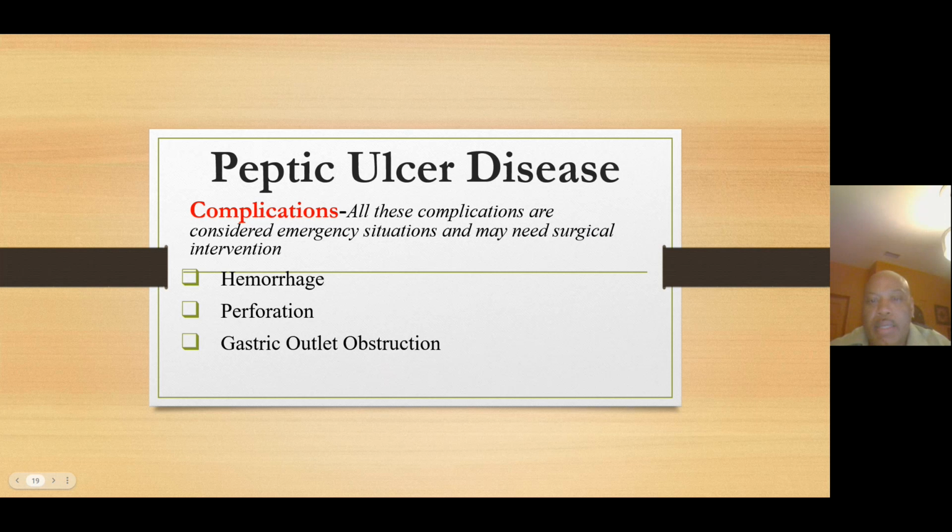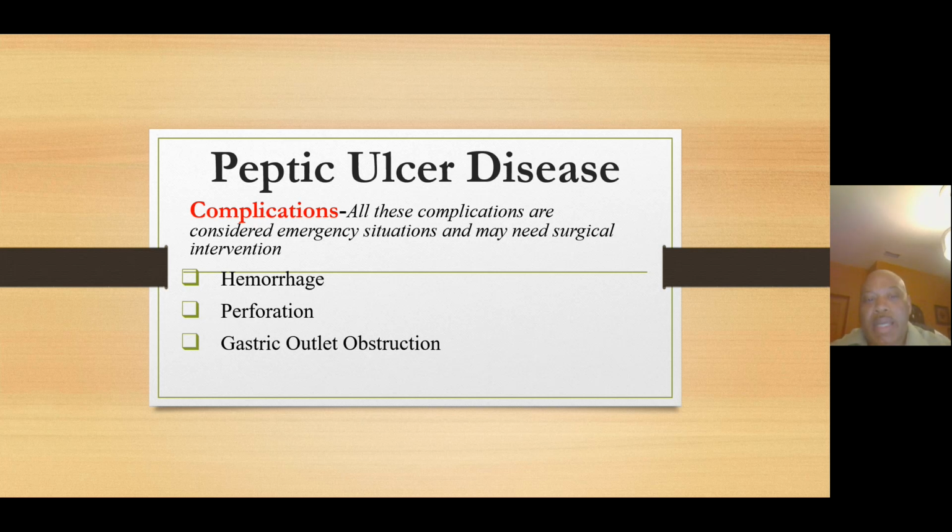Now, again, as far as getting into some of the complications of peptic ulcer disease, and of course, in the complex health course, this is where we learn about not only ordinary routine treatment of peptic ulcer disease, but what happens when things go awry. So all of these complications are considered emergency situations, and of course, they need surgical interventions. These patients may be bleeding or hemorrhaging. Again, the perforation or gastric outlet obstruction can cause even more problems.